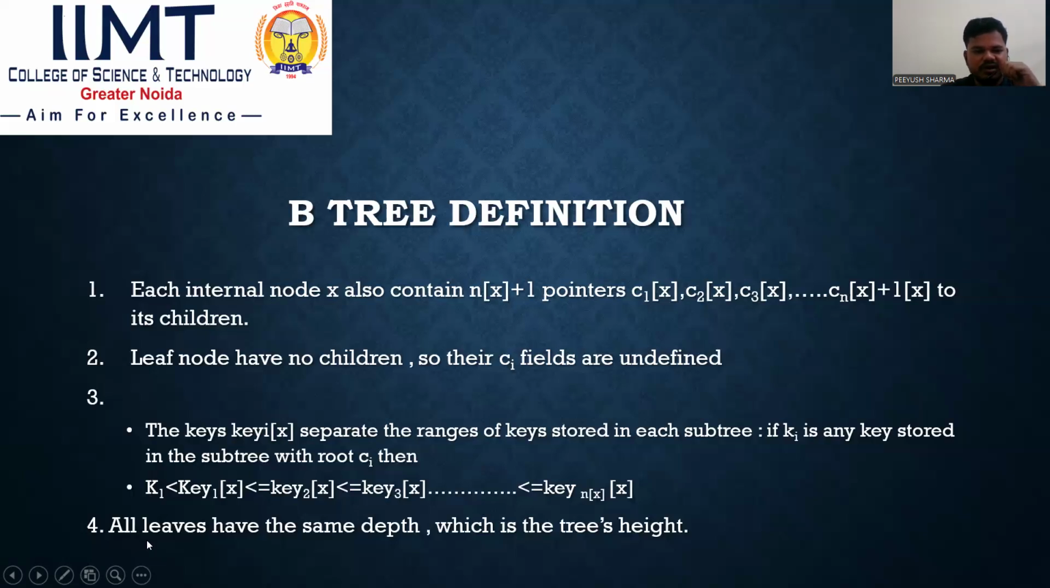Now the fourth one is all leaves have the same depth, which is the tree's height, right? In a binary search tree it is not certain that each leaf has the same depth, but in a B-tree each and every path should be of the same height, same depth, and that depth is the height of that B-tree.